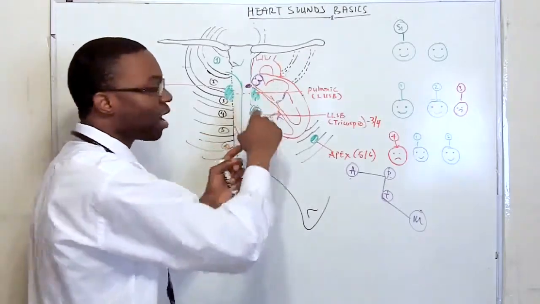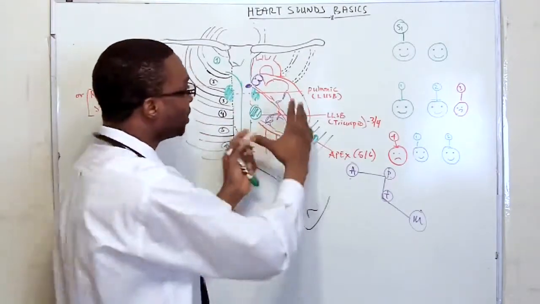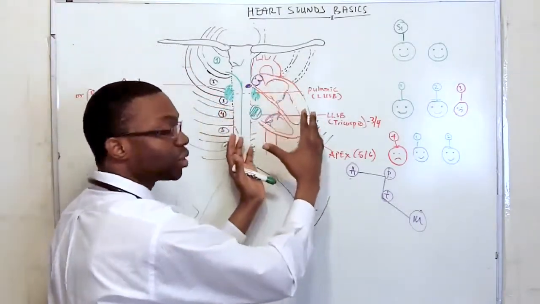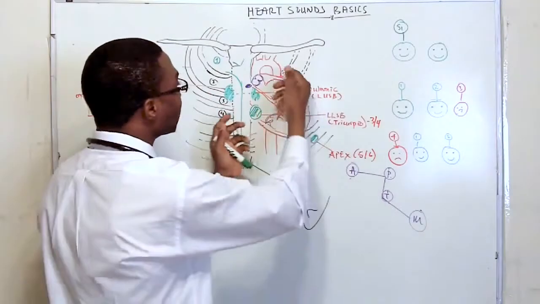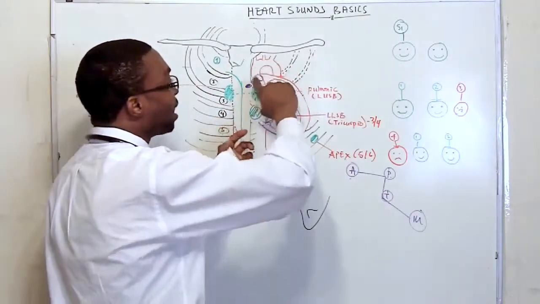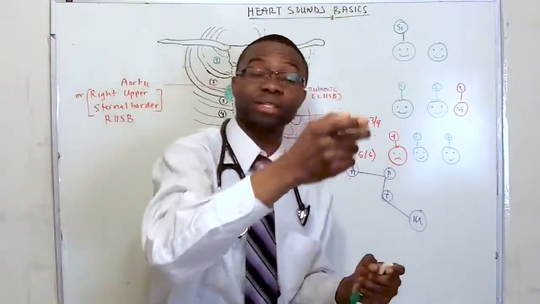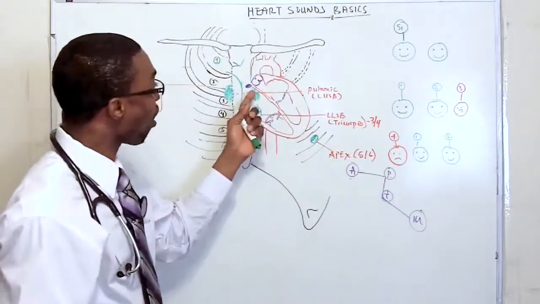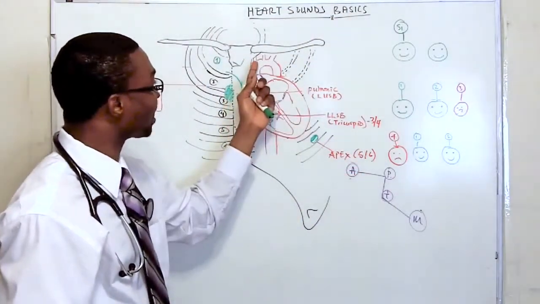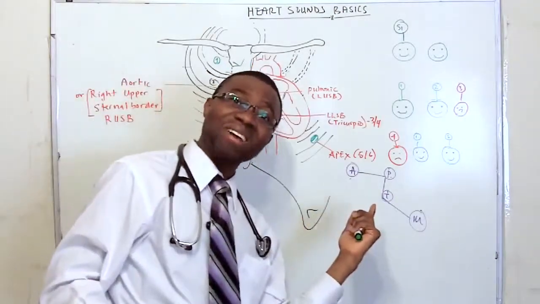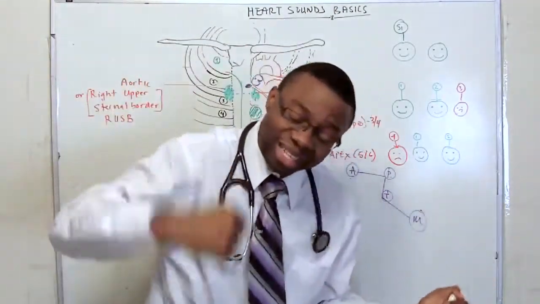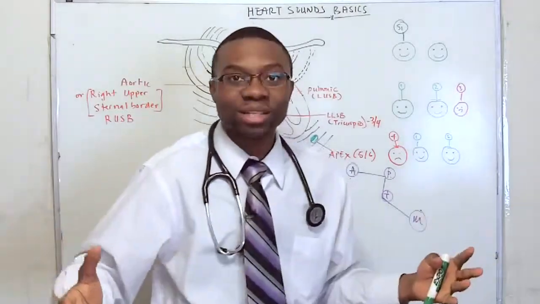These two valves have to close during what? Ventricular diastole. Because when they close, they allow the recoil of the aorta to push blood back into the rest of the body, and also to prevent blood that's already in the aorta from coming back down. That's like wasting all my time. It's like, oh my God, I'm just cranking it up and you're wasting all my time.